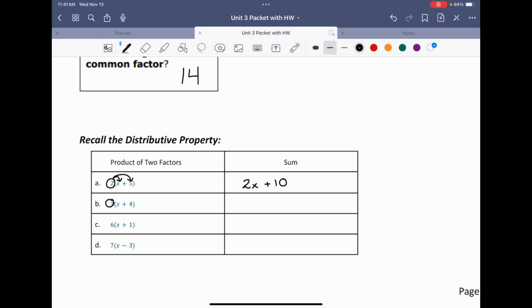Distribute my 3. 3 times 1x, 3 times 4. So 3x plus 12. Distribute my 6. 6 times x, 6 times 1. 6x plus 6. Distribute my 7. 7 times 1x, 7 times negative 3. So 7x minus 21.